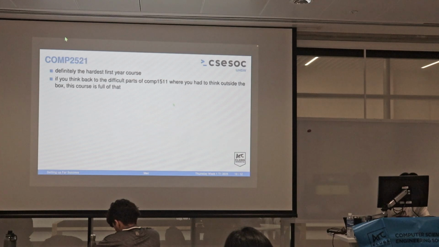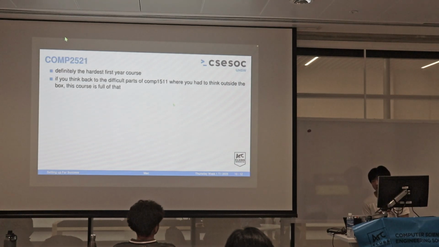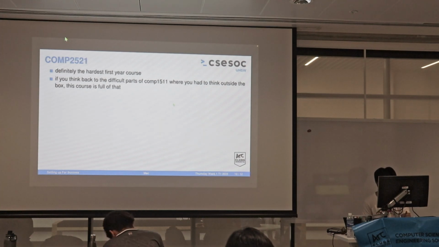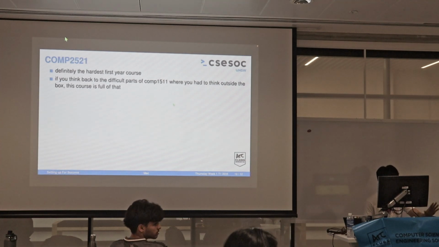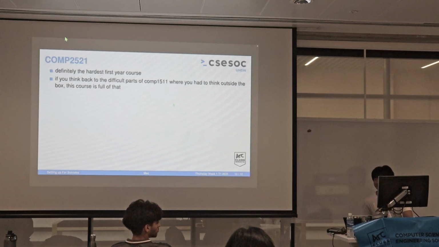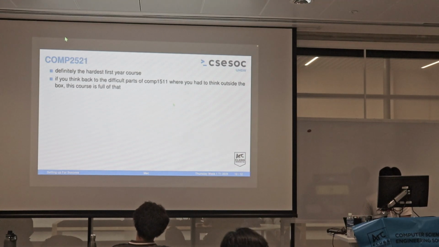So if you think back to the difficult parts of Comp 1.11, if you have any experiences of bashing your head against the wall in 1.11 where you couldn't think of something, this course is full of that. There's a lot of thinking outside of the box that you have to do in this course. Okay, alright. So 2521 is about data structures and algorithms, right? And yeah, essentially you get to do, I don't know, it probably wouldn't mean anything, but like find research and stuff. You guys have heard of that.